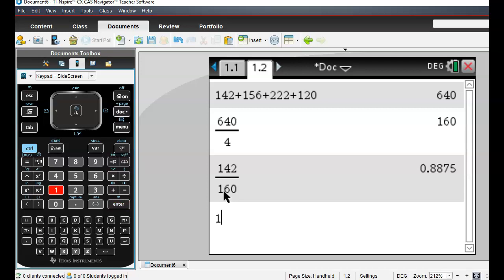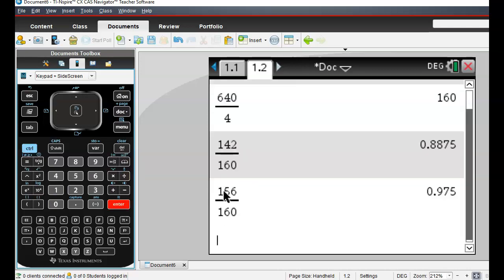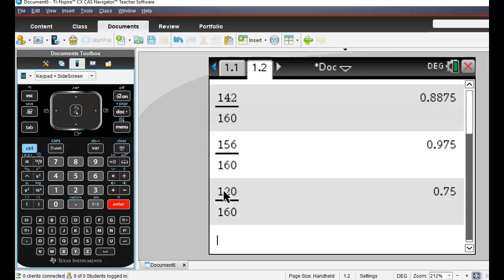Autumn, 156 divided by 160 as a decimal, so I'll have that as 0.98. I'll write it down. Then spring, we've got winter, so spring, 120 divided by 160, approximately equal to 0.75.